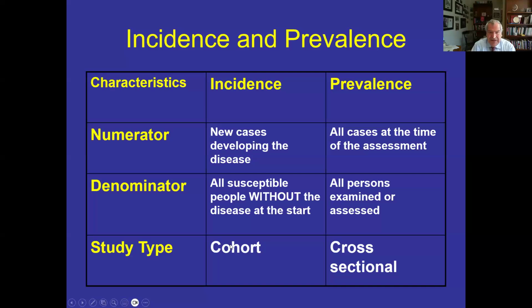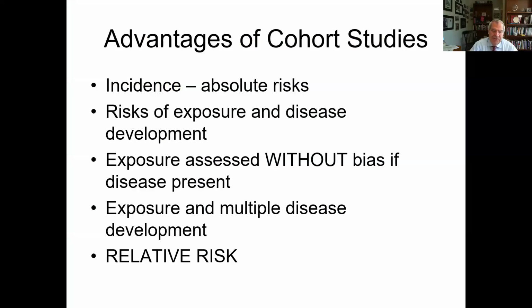So, bringing all this together in a summary of the ones we've been talking about, if we want to calculate incidence, as we've emphasized here, the numerator for incidence is the new cases developing the disease, and the denominator is susceptible people without the disease at the beginning. This is going to require you to have a cohort study where you can follow these individuals over time. The prevalence of a disease is all cases at the time of the assessment, all persons examined or assessed, and a cross-sectional type of study will allow you to do this. And so you're thinking about what your capabilities are, what you have, what you don't have.